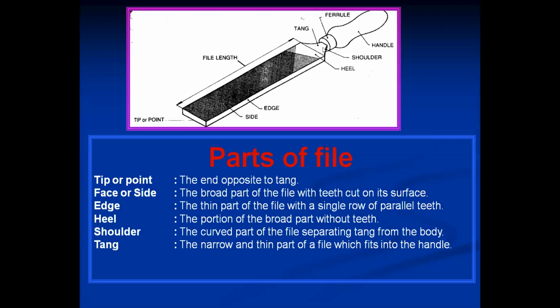Next, shoulder. You know the shoulder; we also have a shoulder in our body, below the neck. In the same way, a file also has a shoulder. Shoulder means the curved part of the file separating the tang from the body. This curved part separates the body from the tang. So this part is the shoulder. And one more part is there, that is called the tang.